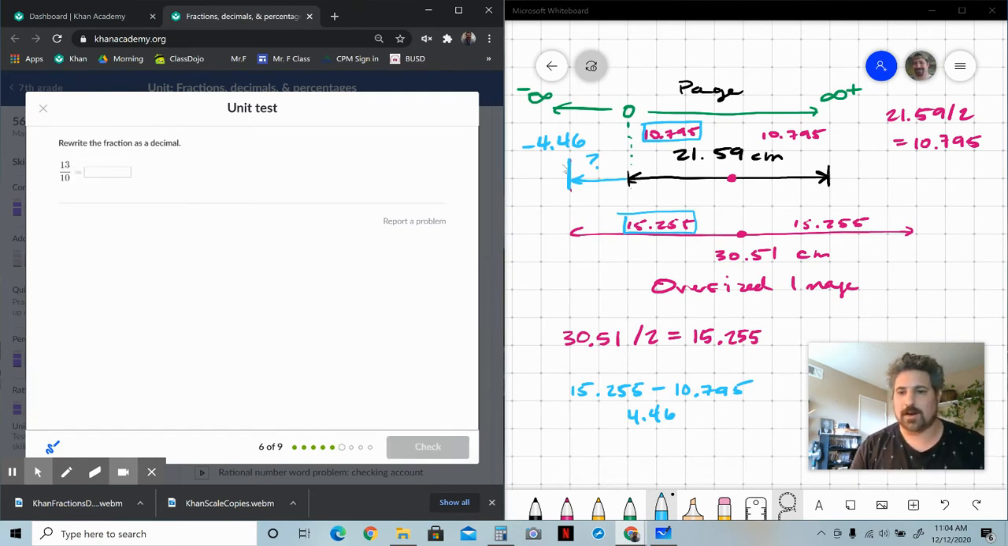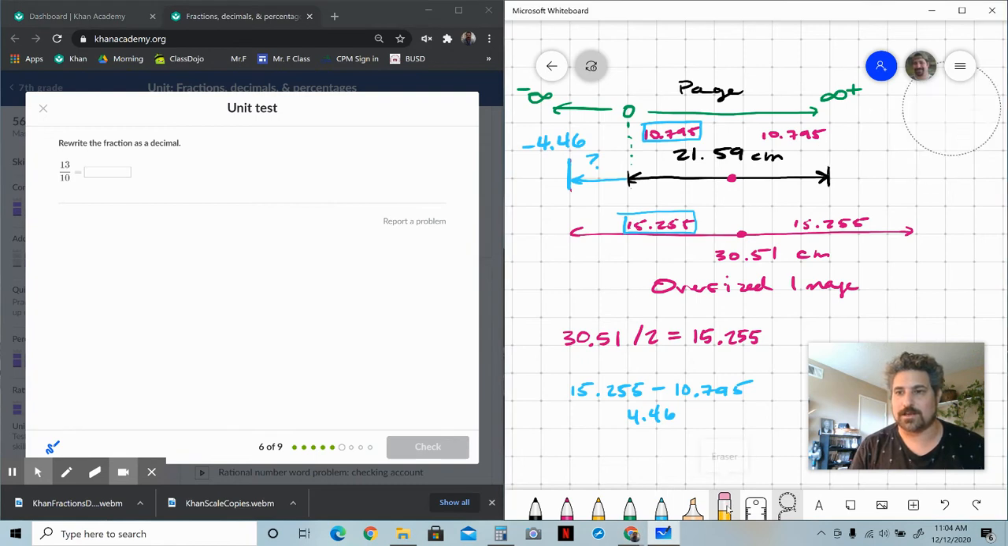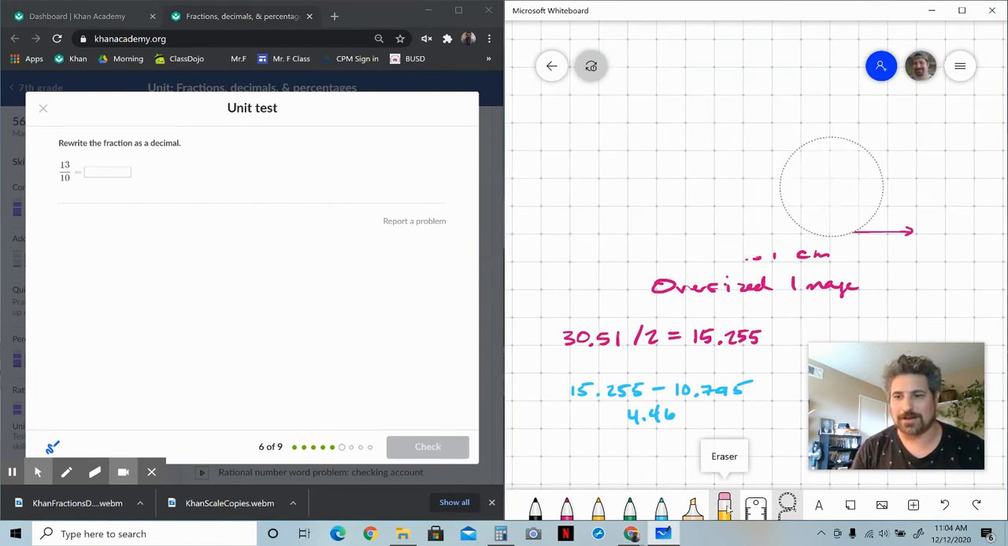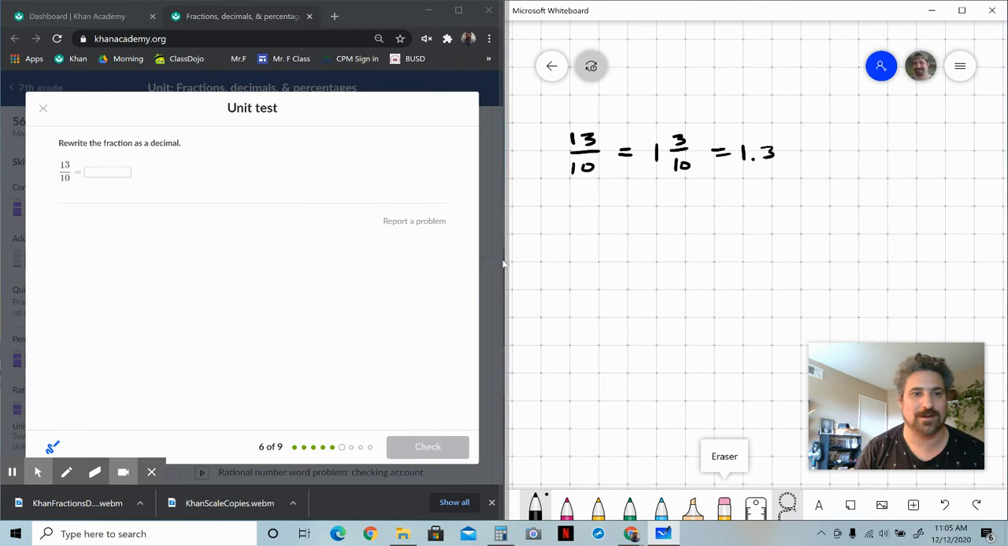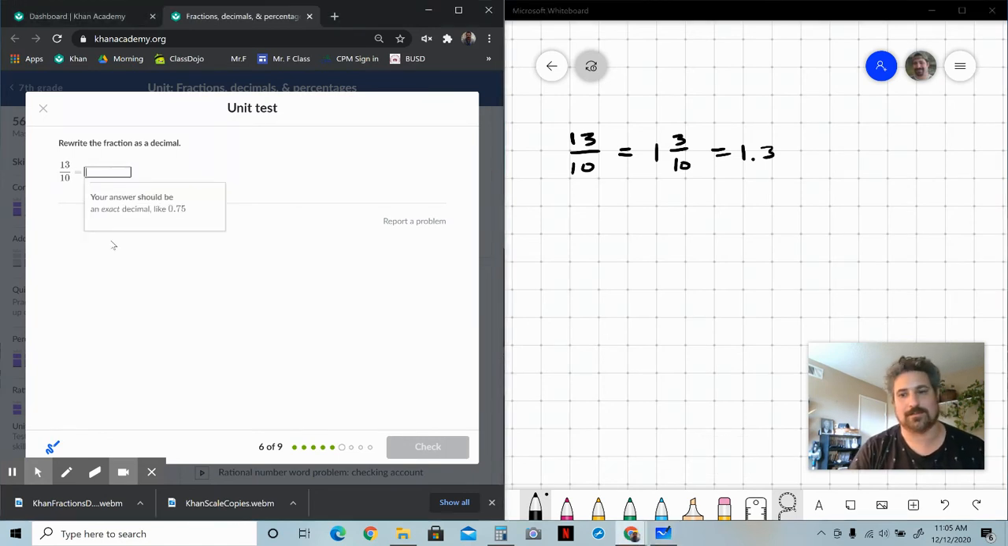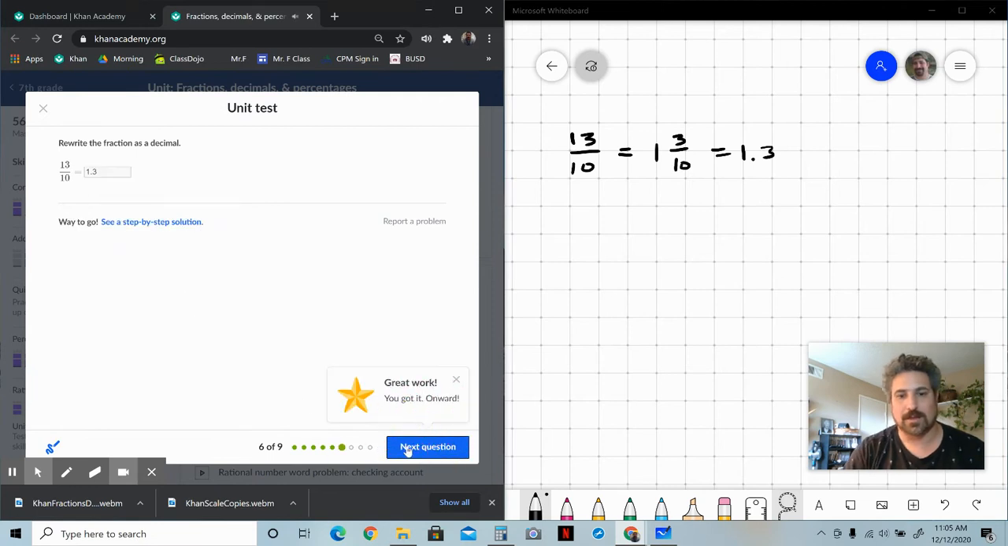All right, let's do the next one. This is way easier. Look at the difficulties change in this unit test. It's hilarious, right? Okay, so this one's 13 tenths. Well, this is super hard. 13 tenths. How many times does 10 go into 13? 1 with 3 left over. So 1 and 3 tenths. 1.3. Awesome. I think you guys should know how to do that. So 1.3. Let's look at the next one.